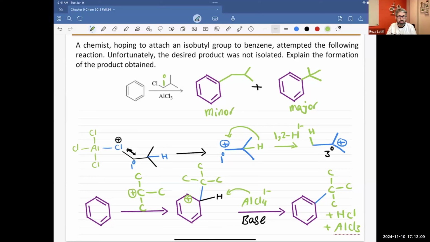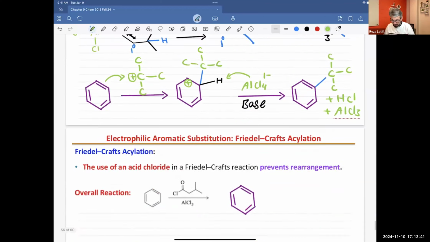So be careful. If there is a chance to turn a primary or secondary carbocation into a tertiary one, the reaction will follow that pathway, and it will try to create the most stable carbocation. Because tertiary is the most stable one, that's going to be the right electrophile and the one that is going to attack the ring. So expect to get that one as a major product.